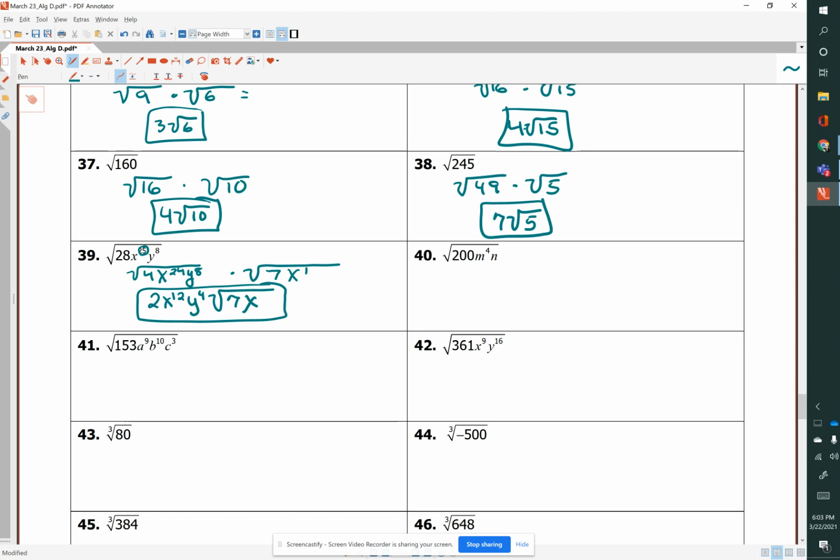So number 40 is 200. 200 is 100 times 2. And remember that n has an exponent of 1. Square root of 100 times the square root of 10. And the m to the 4 stays, but n has an exponent of 1, has to come over here. So on the left side, we have 10m to the second power times the square root of 10n.